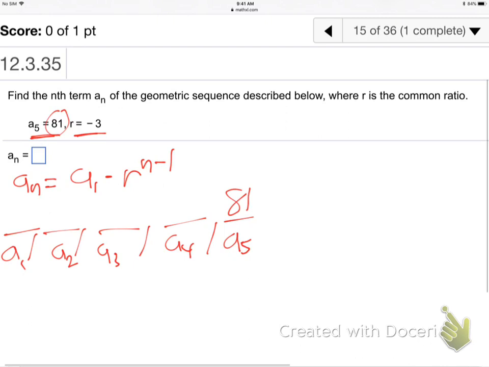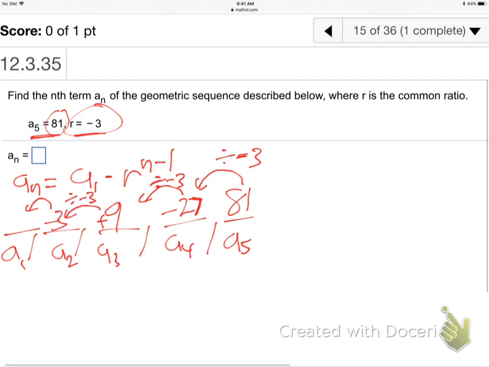So if r is negative 3, if they're multiplying by negative 3 to go to the right, that means to go to the left, you divide by negative 3, don't you? So divide that by negative 3, you'll get negative 27. Then divide by negative 3 again, you'll get positive 9. Again, you'll get negative 3. And one more time, you'll get positive 1. There it is. A1 is positive 1. Does that make sense? Just walked it backwards, divided instead of multiplied to go backwards.